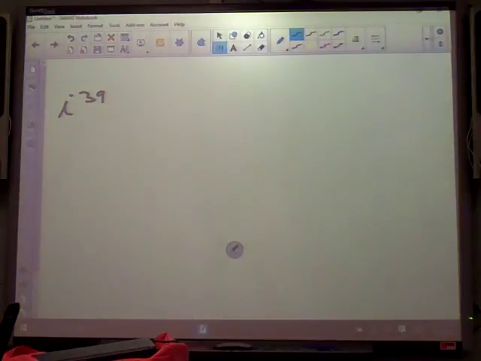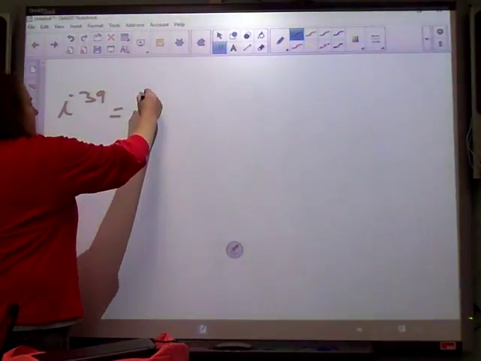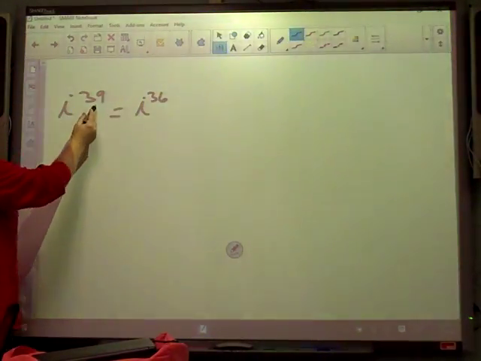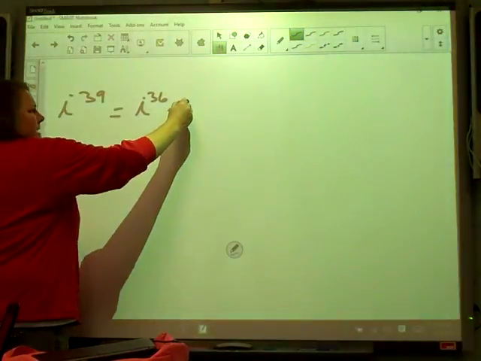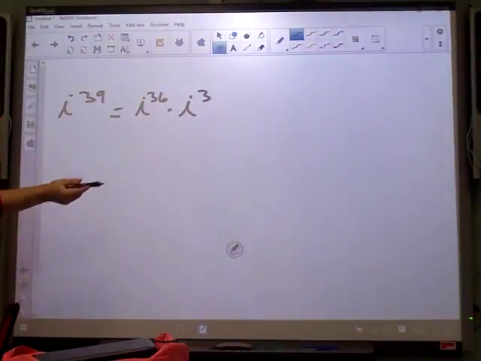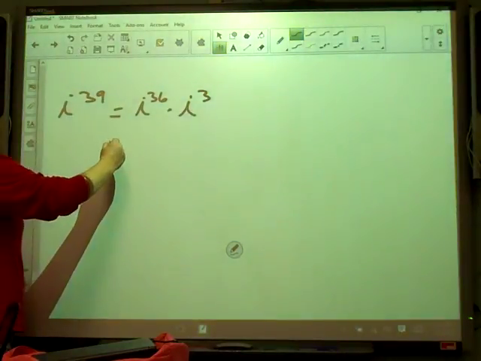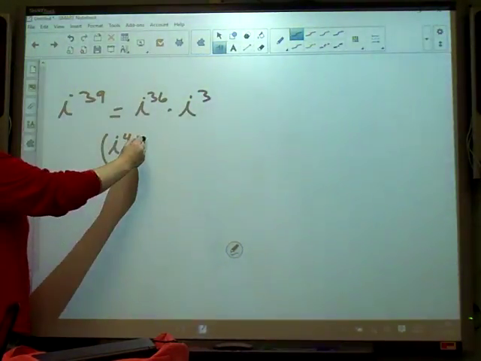What's something pretty close to 39 below it? We can't pass it. Below it, 36 would be the closest one. So this will be the same as i to the 36. Now, to get a 39, it would have to be multiplication because you add those, right? Exactly. Okay, now 36, we were talking about 4s. That is i to the 4th to the 9th.